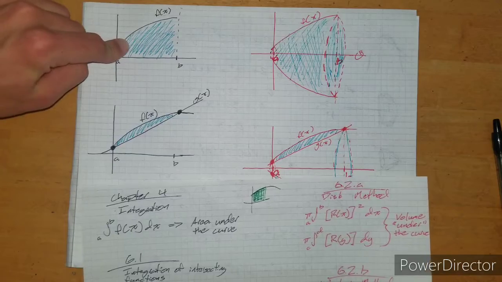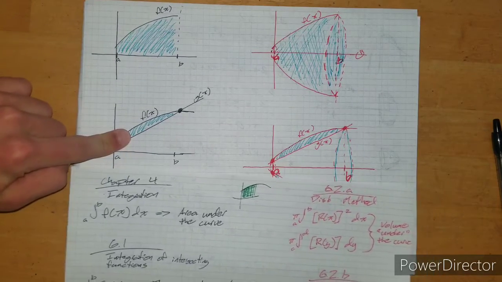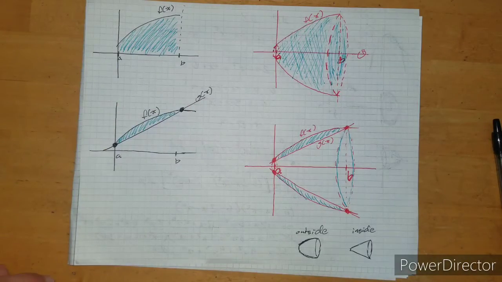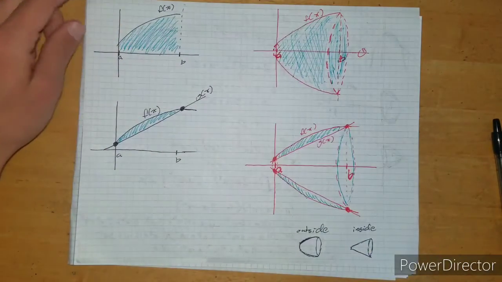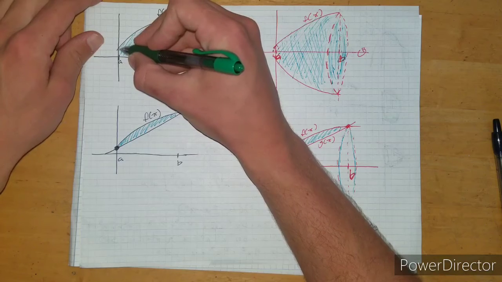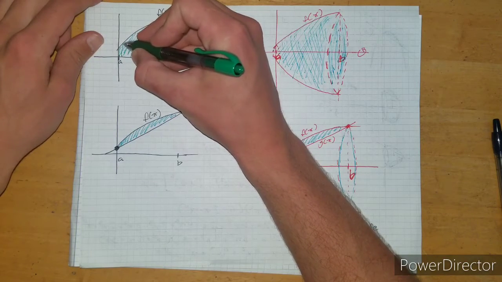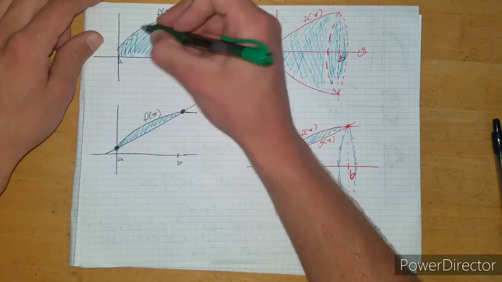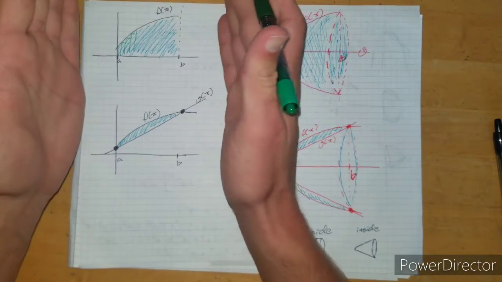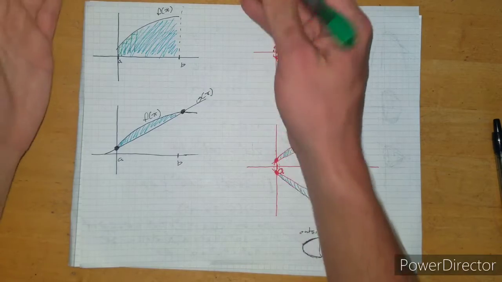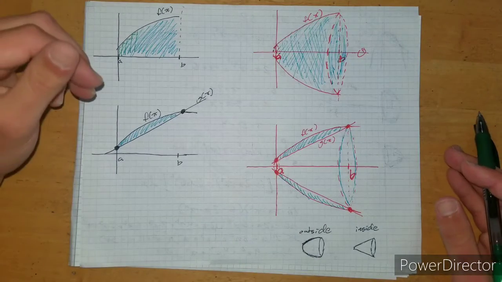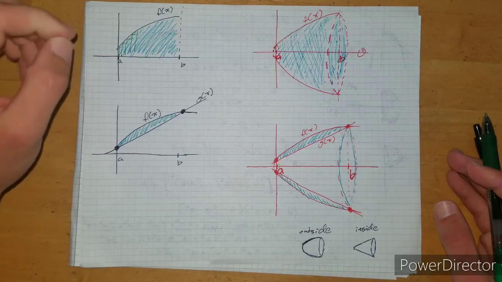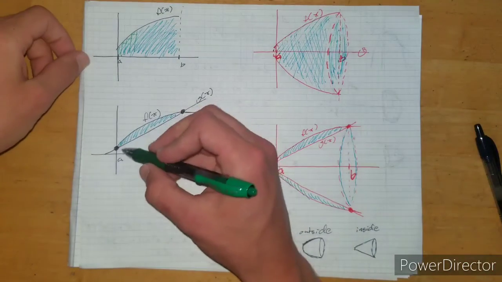So this is what we learned in chapter 4. This is 6.1, 6.2a, 6.2b. Again, we're trying to add up a bunch of rectangles like we talked about in chapter 4, and you can get infinitely small ones, and that's the whole point of integration. It's basically a way to add up infinitely small rectangles underneath a curve. And so we're doing the same thing here.